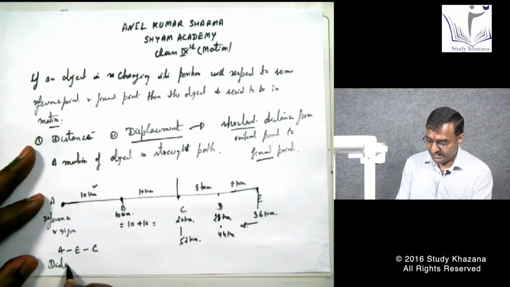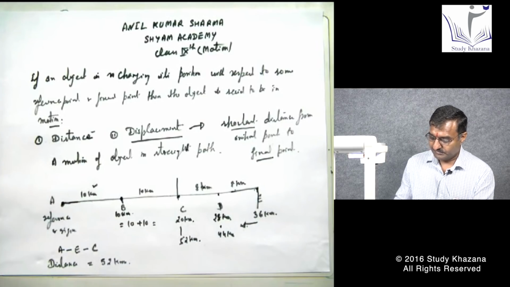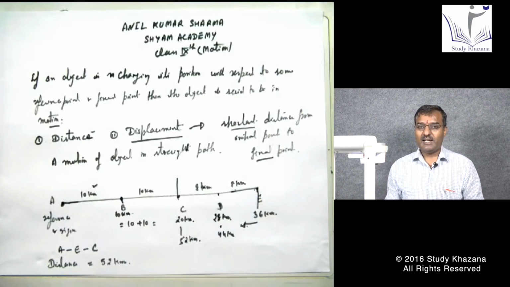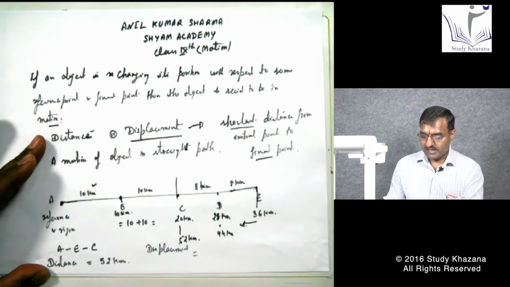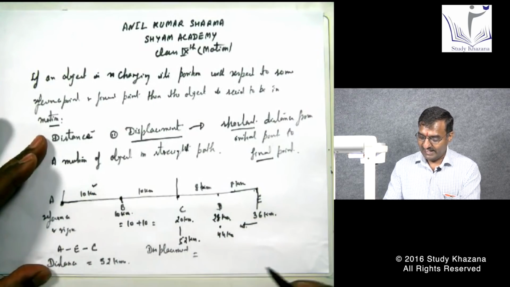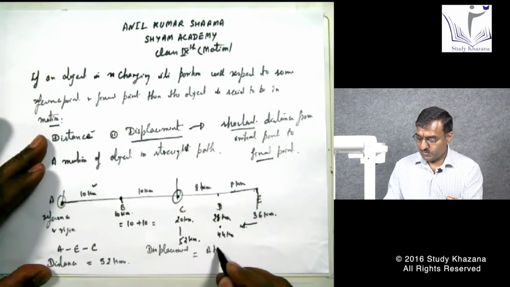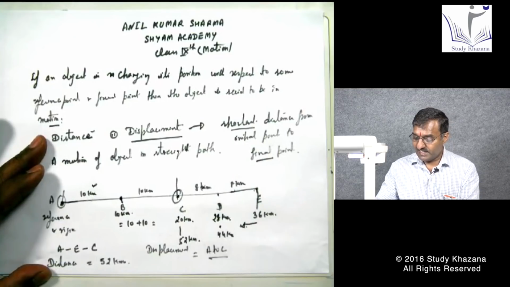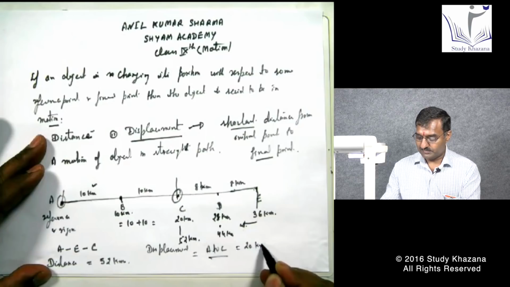The distance traveled is 52 kilometer. We have just kept on adding the distances, but what will be the displacement? Here you will see in displacement we will consider this initial position A, and what is the final position? Final position is C, A to C. It is the shortest distance. What is the shortest distance? 10 and 10, it's 20 kilometer.